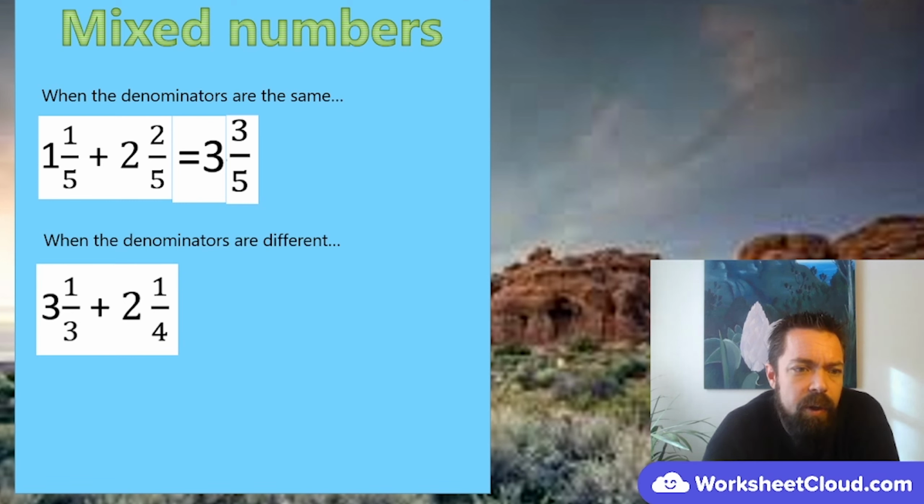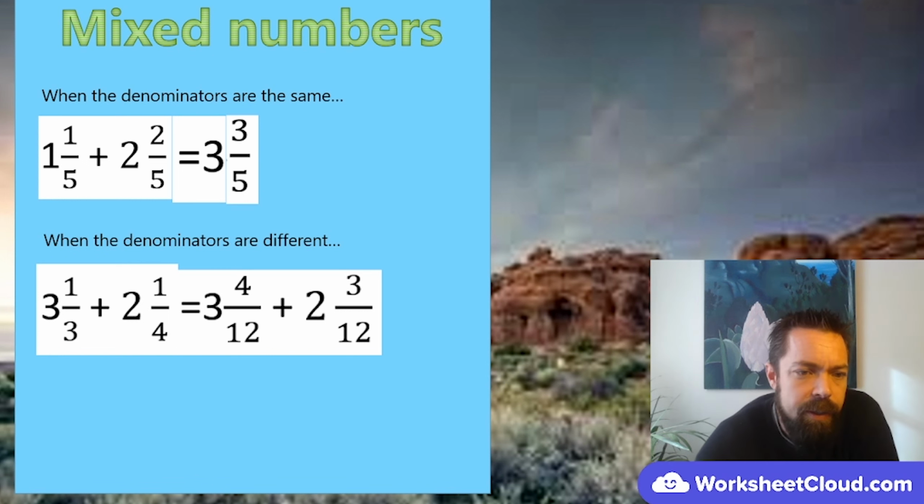Of course, you're going to come across ones where the denominators are different. This looks very much like the example we just did, except with mixed numbers. I can't add thirds and quarters. I have to first make the denominators the same. Notice that I have done nothing with my whole number. My whole number stayed exactly the same. 3 and 3 and 2 and 2.